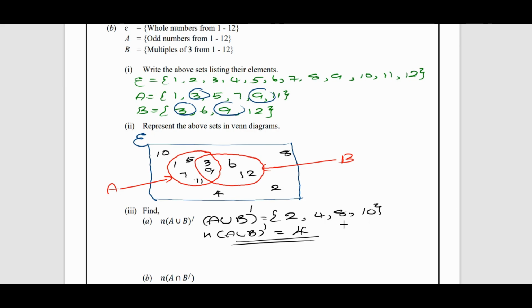Last one, n of A intersection B dash. First of all, we have to write down A intersection B dash as a set. A intersection B dash means those parts. 1, 5, 7 and 11. Therefore, the number of elements of A intersection B dash should be equal to 4 again. n of A intersection B dash equals 4.